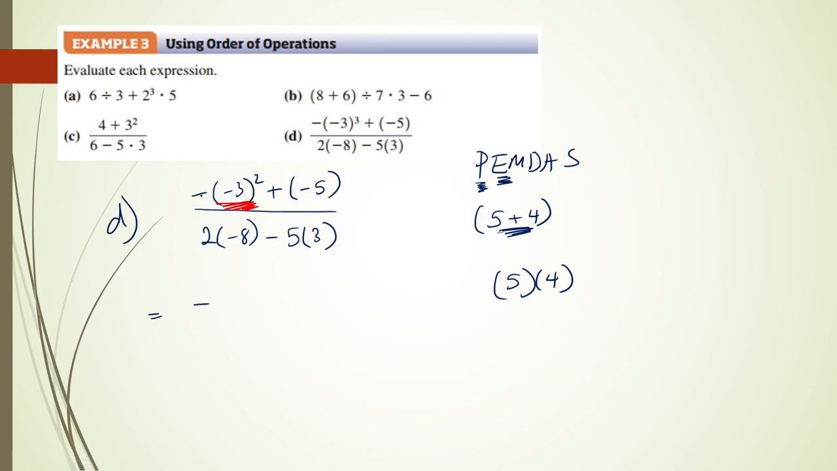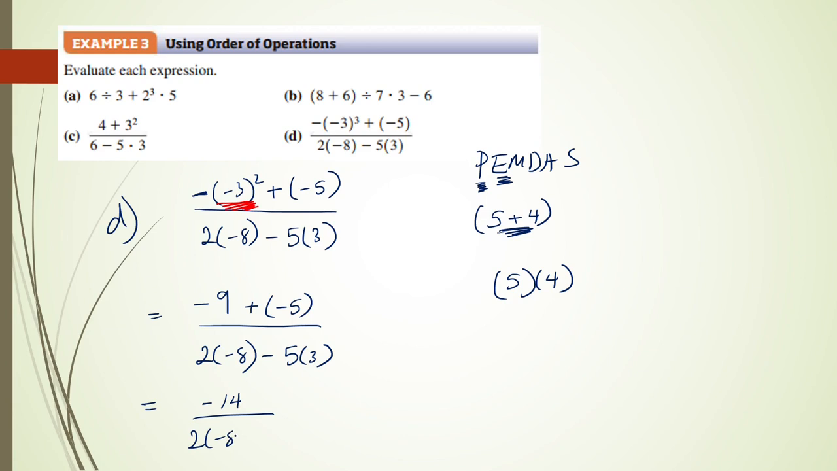Negative in the front with a positive 9 afterwards, plus negative 5 divided by 2 times negative 8 minus 5 times 3. Now I'm going to do the top here. We have negative 9 plus negative 5. That simplifies to negative 14 over 2 times negative 8 minus 5 times 3. Now we can simplify the bottom.